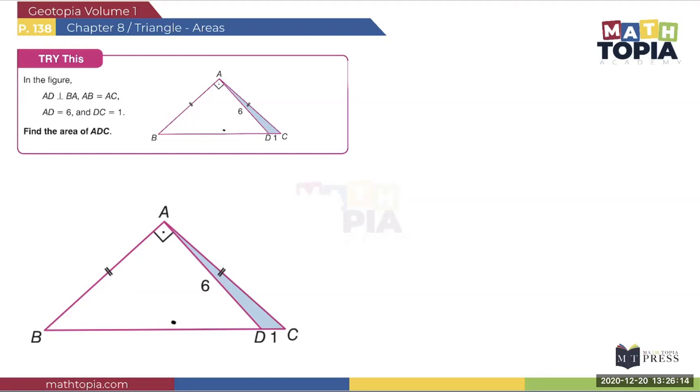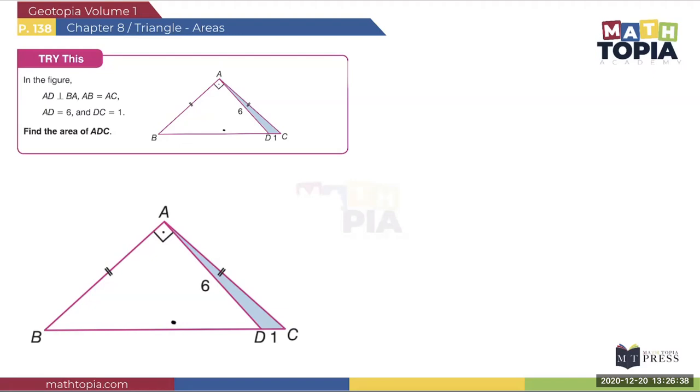This is chapter 8, side problem, page 138. Try this problem. So this question is providing information: AD perpendicular to BD, AD and BD.